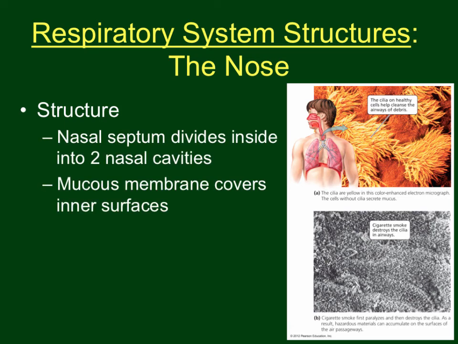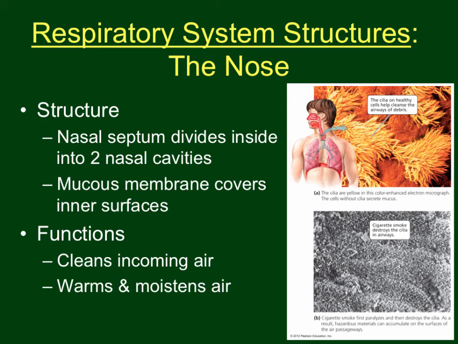We have a nasal septum, which is the divider between the two nasal cavities. And again, we have a mucous membrane that covers the inner surfaces of the nose to help prevent the arrival, or at least the establishment, of any sort of bacteria, viruses, those kinds of things. It's a pretty good first filter of breathing air in through the nose. So we're going to clean the air. We're also going to warm and moisten the air.